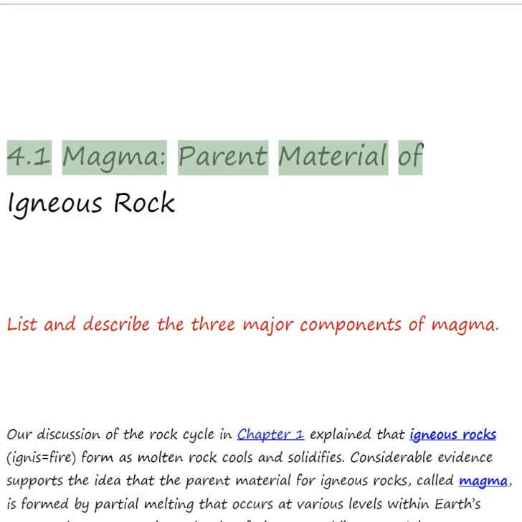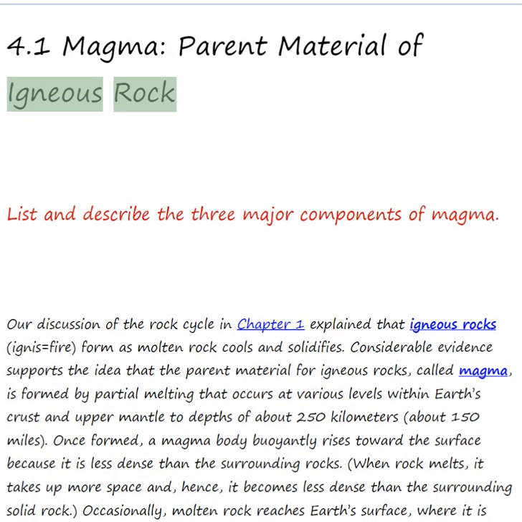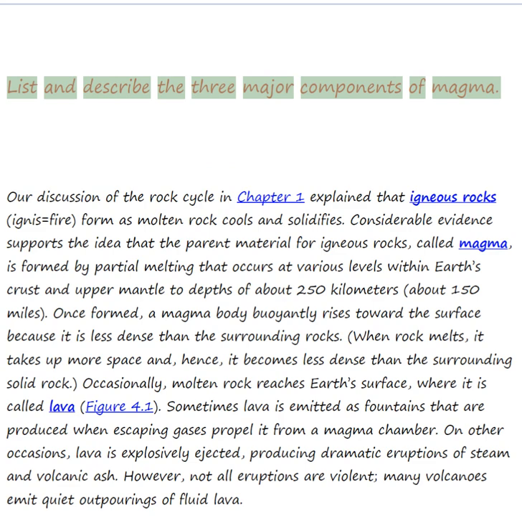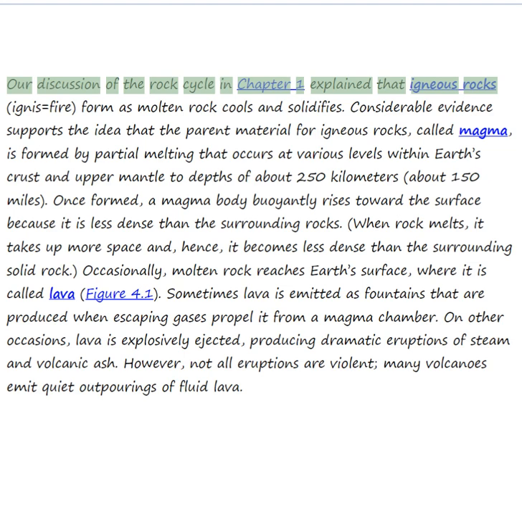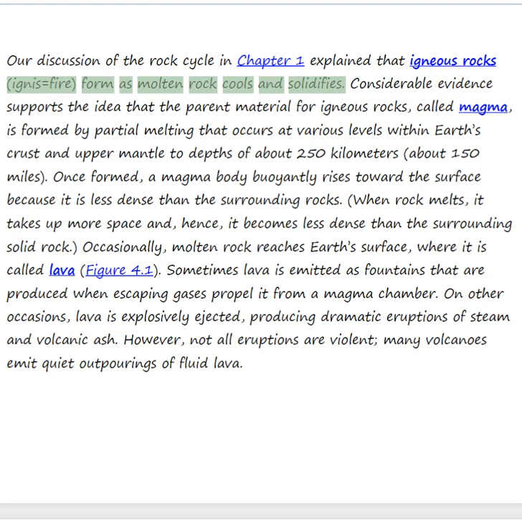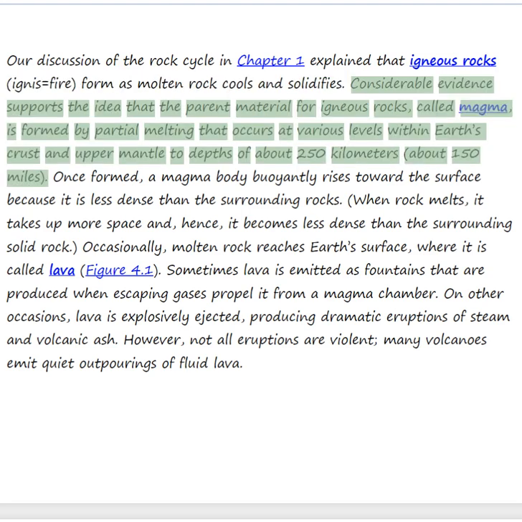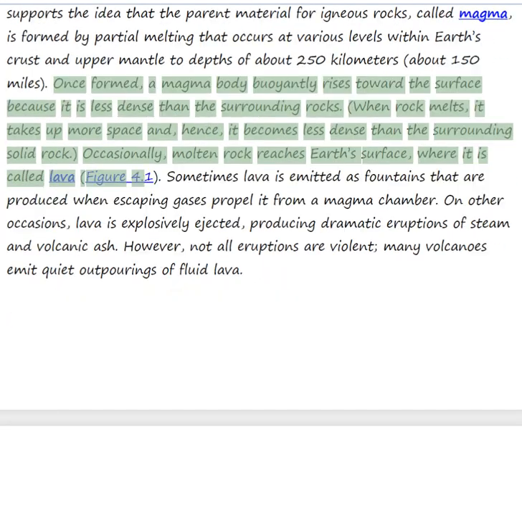4.1 Magma, parent material of igneous rock. List and describe the three major components of magma. Our discussion of the rock cycle in Chapter 1 explained that igneous rocks form as molten rock cools and solidifies. Considerable evidence supports the idea that the parent material for igneous rocks, called magma, is formed by partial melting that occurs at various levels within Earth's crust and upper mantle to depths of about 250 kilometers. Once formed, a magma body buoyantly rises toward the surface because it is less dense than the surrounding rocks.